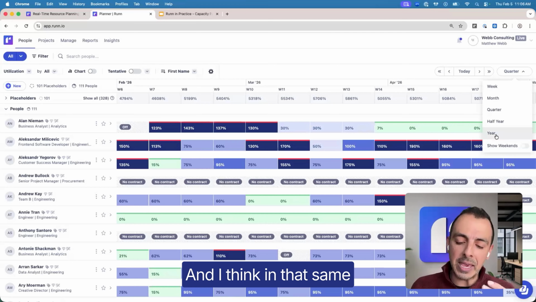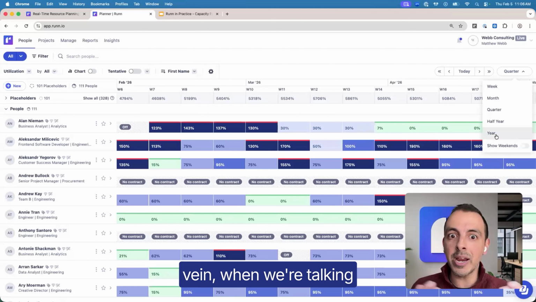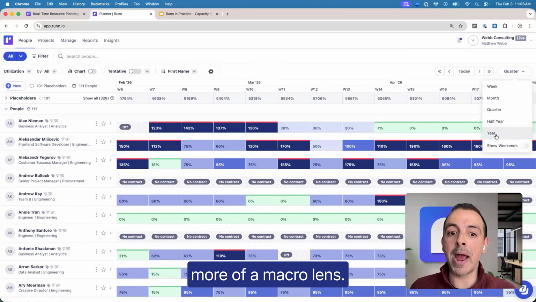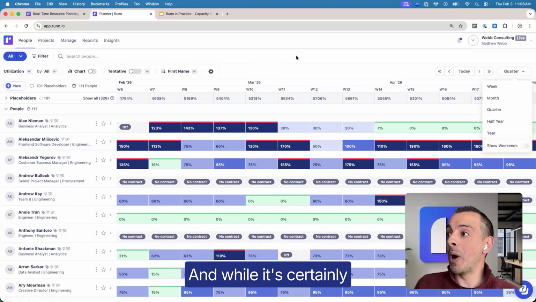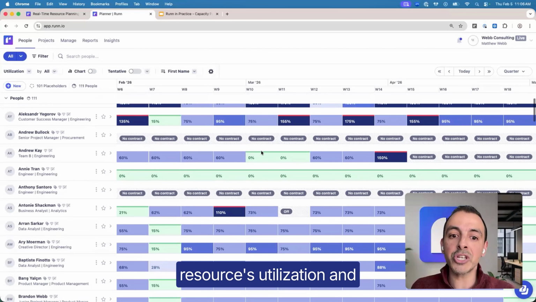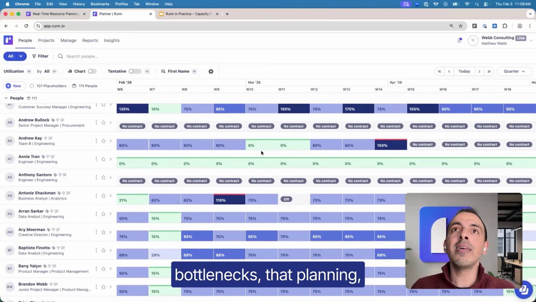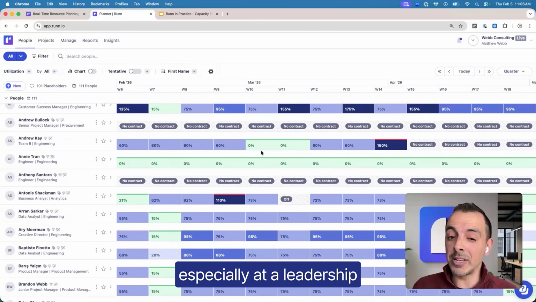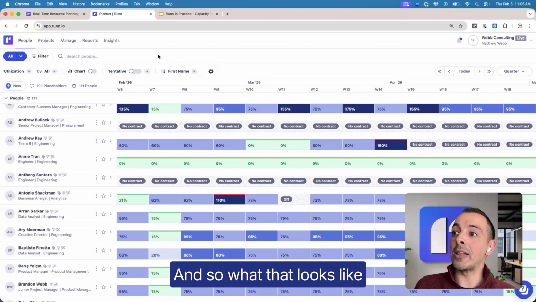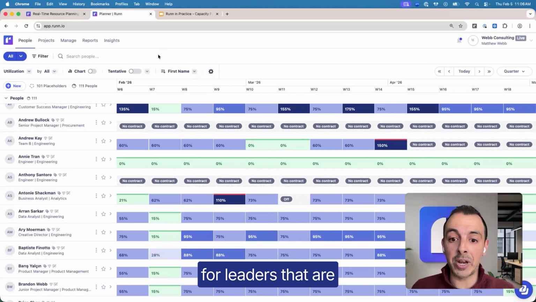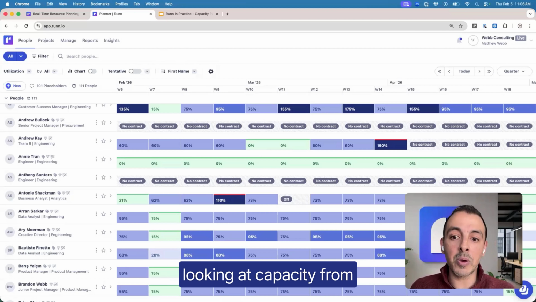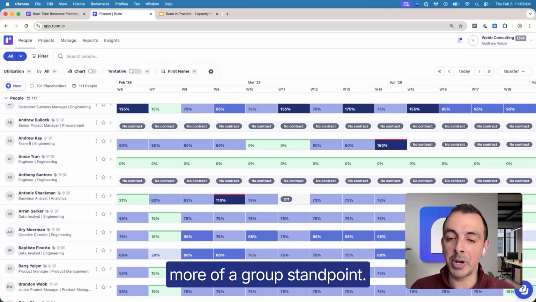And I think in that same vein, when we're talking about capacity planning, we're often looking at this through more of a macro lens. And while it's certainly valuable to be able to understand each resource's utilization and know where there are bottlenecks, that planning, especially at a leadership level, is often done at a higher level. So what that looks like for leaders in Runn wanting to understand capacity is looking at capacity from more of a group standpoint.